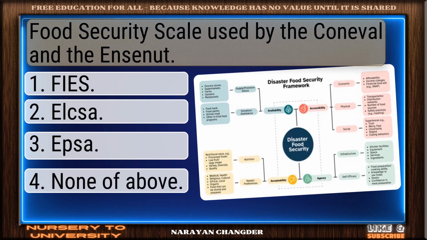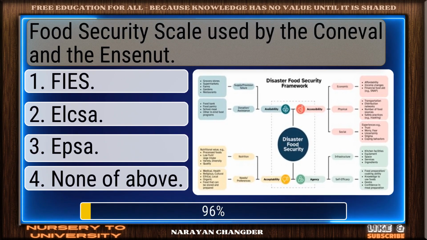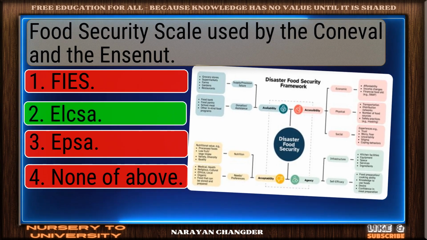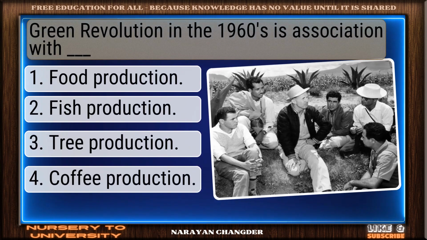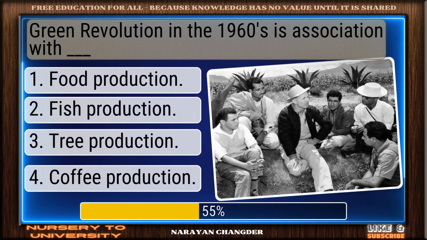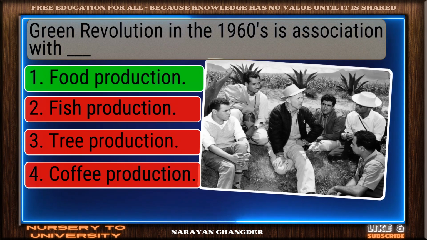Food security scale used by the Carnival and the Ansinat. Solid response. ILSA is a valid choice. Green Revolution in the 1960s is associated with dash. Correct. Food production is the right answer.